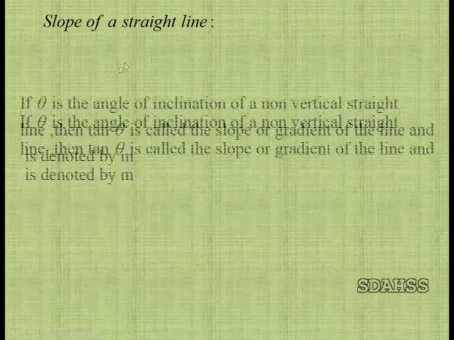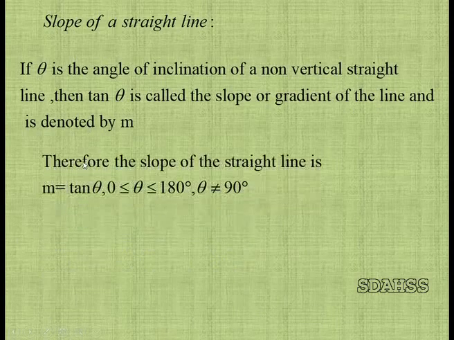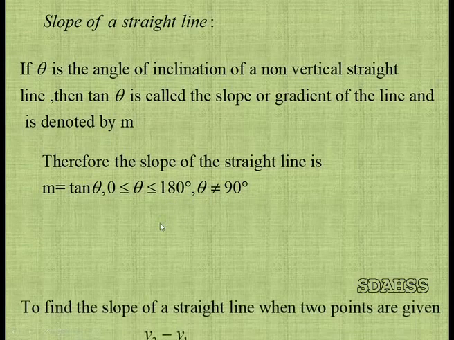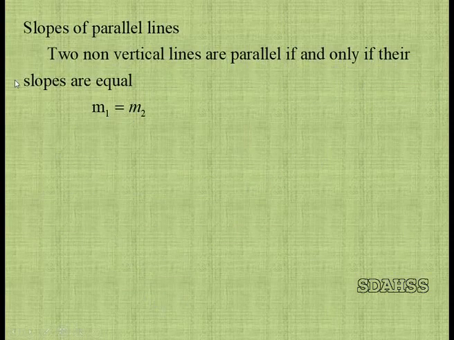Slope of a straight line. If theta is the angle of inclination of a non-vertical straight line, then tan theta is called the slope or gradient of the line and is denoted by m. Therefore, the slope of the straight line is m equal to tan theta, where theta lies between 0 to 180 degree, theta is not equal to 90 degree. To find the slope of a straight line when 2 points are given, m is equal to y2 minus y1 divided by x2 minus x1.